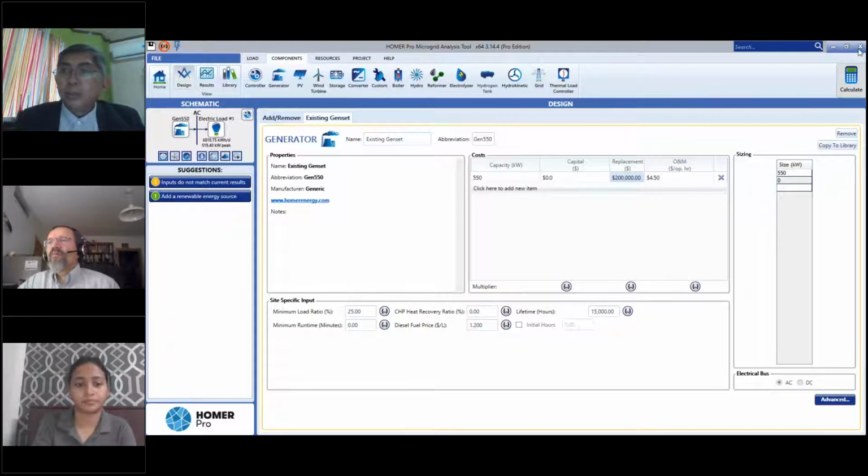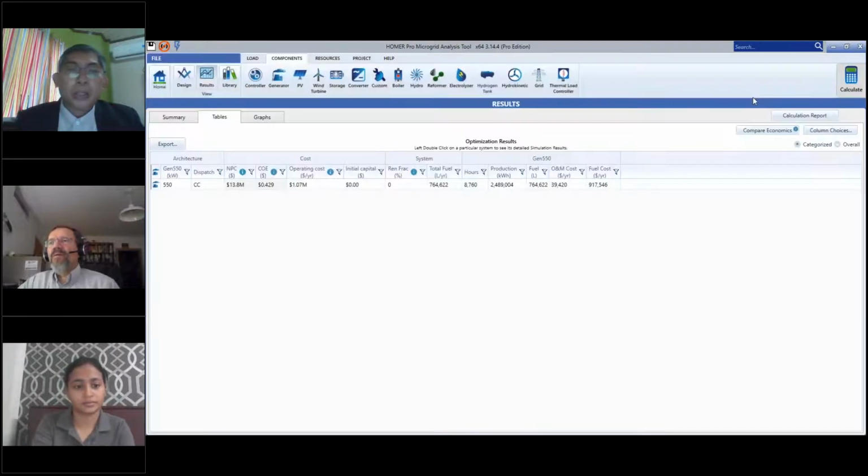Sorry, I can't find the screen now. Removing the 0 means all the models of HOMER will include this 550 kilowatt existing genset. So we can model this particular system with the existing genset and benchmark the parameters that we can use as the new baseline now with the existing genset.